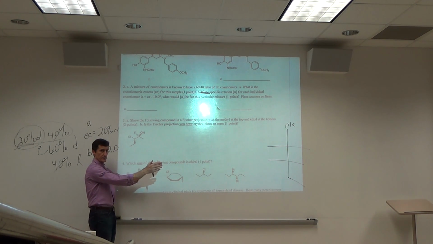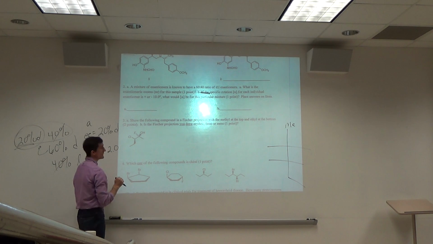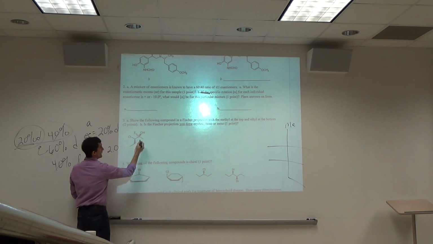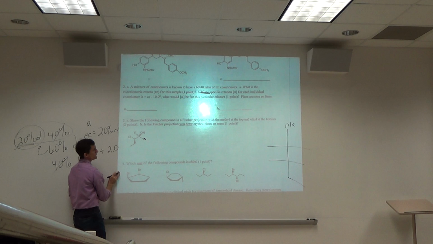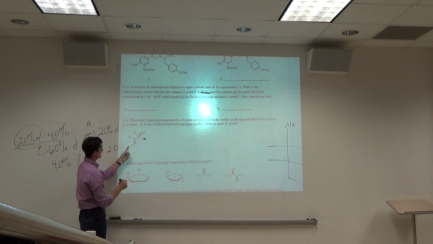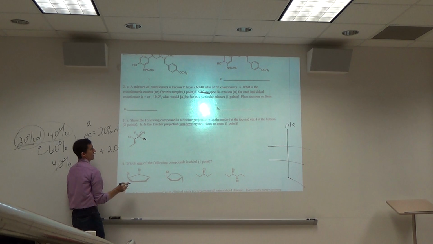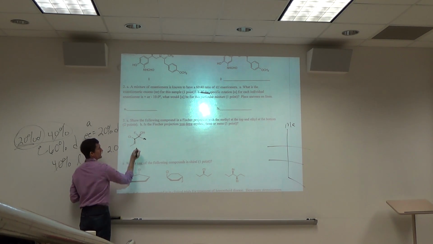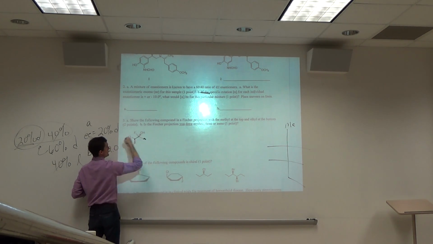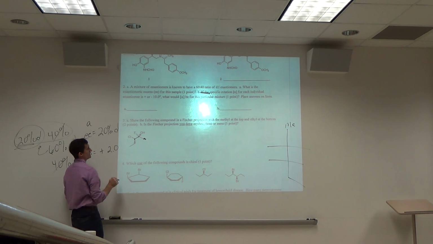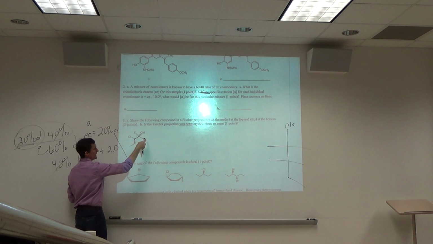Top. I'm going to put a methyl here so it's clear. That's the methyl. The methyl's at the top, the ethyl's at the bottom. So it is, and here's vertical. Okay, there's vertical. Is the ground here or here? The ground is here because the ethyl is close to the ground. The methyl is above the ground.